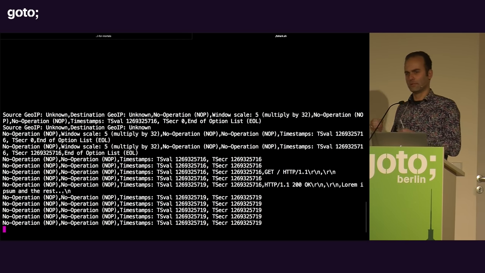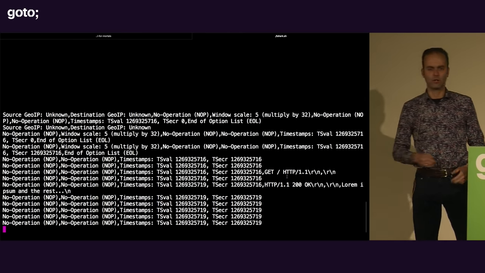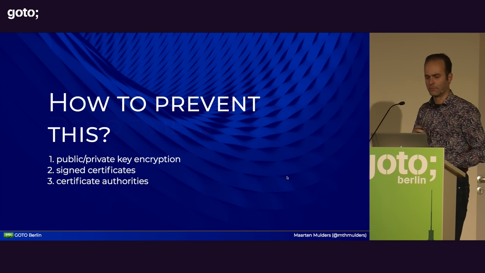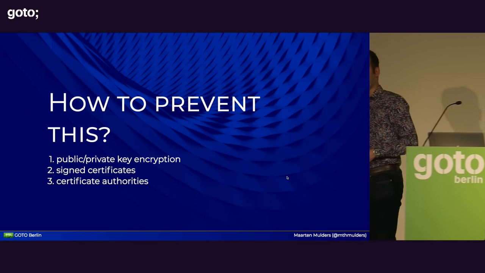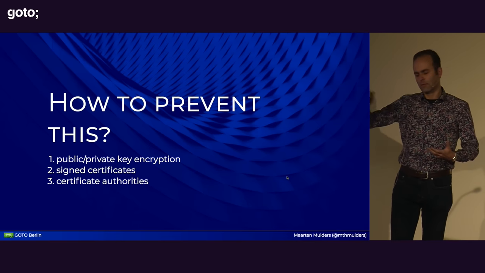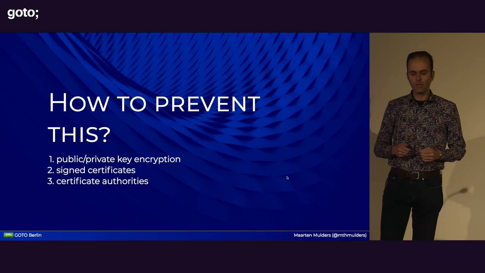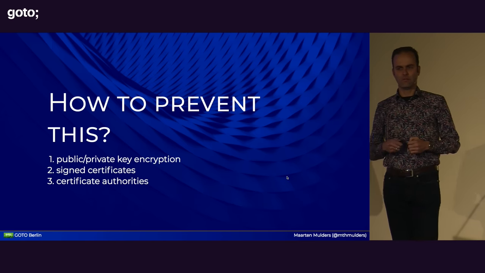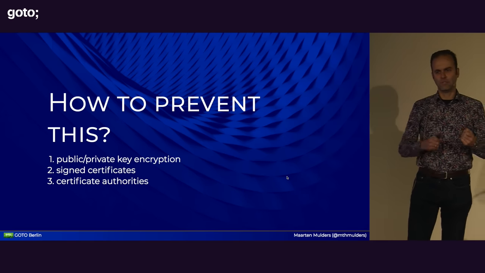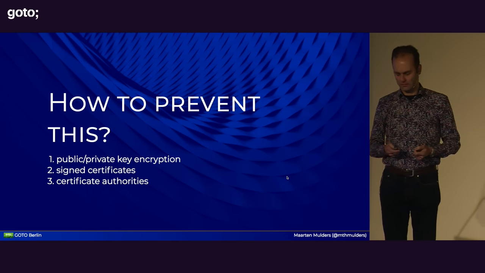This is what we're trying to solve with transport layer security, the fact that someone who has the required access can read along, in this case, with an HTTP session. So, what does it take to prevent all of this? We basically need three things, and that's also roughly the remainder of the talk. We need public-private key encryption, we need signed certificates, and we need something that's called a certificate authority. And at the end of the talk, there's also a quick section with some tips and tools which you can use for your own troubleshooting if you run into these kinds of issues.